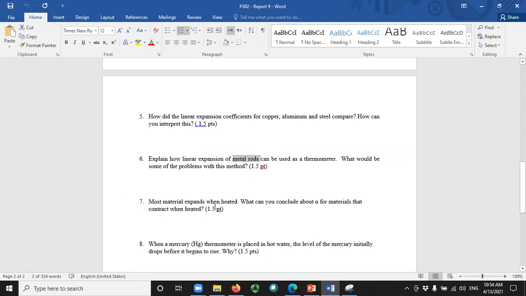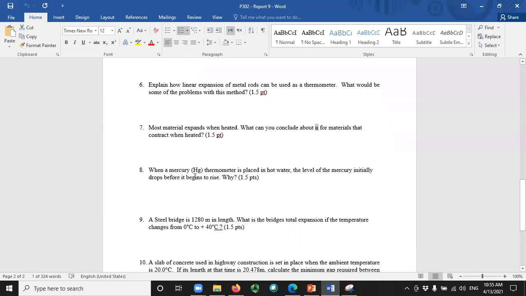Now, must material expand when heated? What can you conclude about alpha for materials that contract when heated? For example, if we take water, if it's in the solid state, if it's ice, it will contract first. So what will alpha be if we have a contraction instead of expansion?